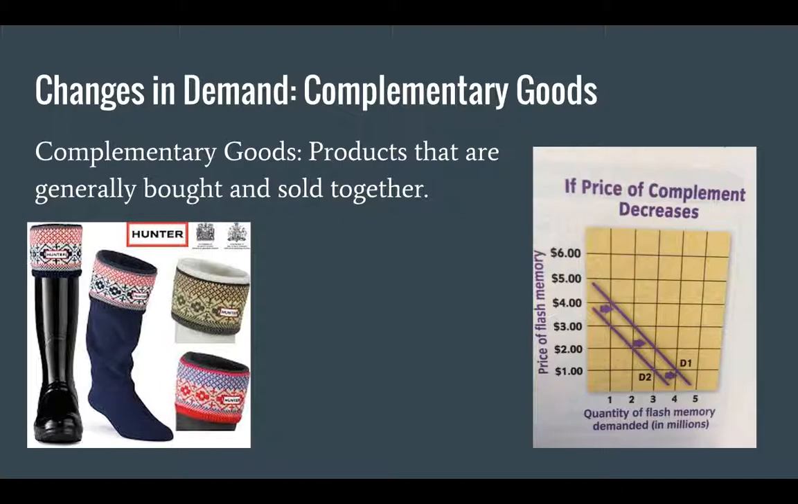So changes in demand, complementary goods. Complementary goods are products that are generally bought and sold together. An example would be the Hunter rain boots that a lot of you guys wear, right? If you buy the boots, often you also buy the socks, but you do have to buy them separately. So if the price of the complement decreases, then the same thing would happen, right? It would move from the first line over to the left.